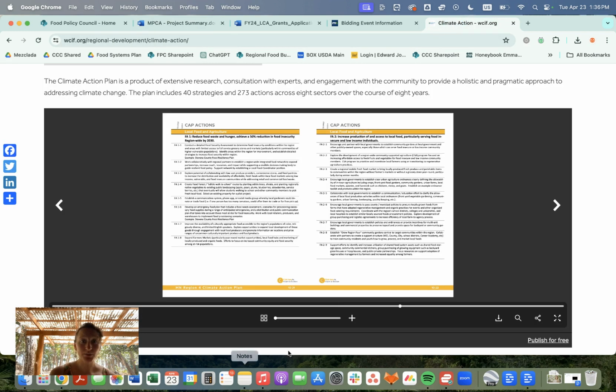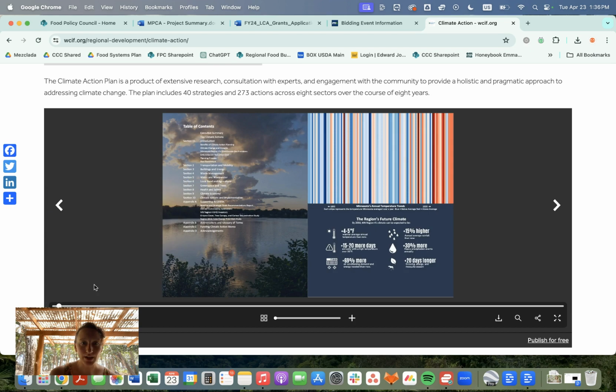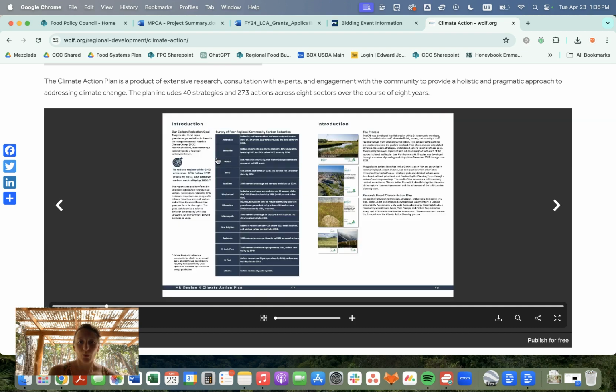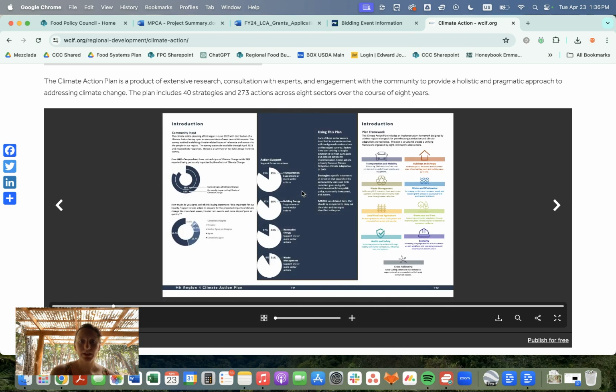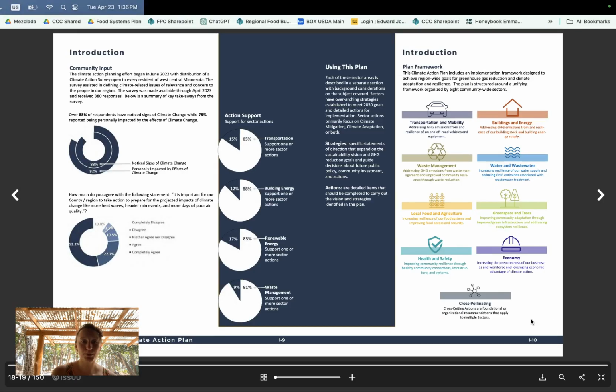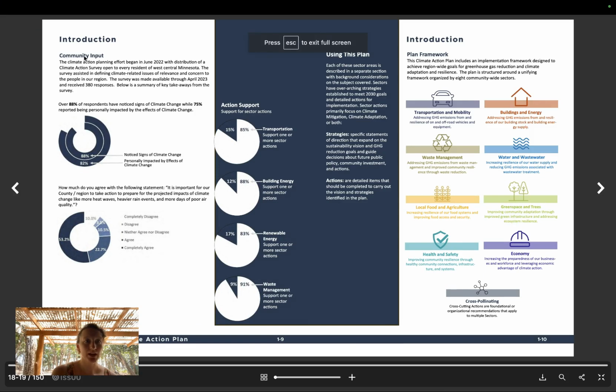And part of that comes from one of the survey elements from this climate action plan, where people were looking at what we need to be reducing. This stat is particularly interesting. Community input: 88% of respondents have noticed signs of climate change, while 75% reported being personally impacted by the effects of climate change. Then, get this.